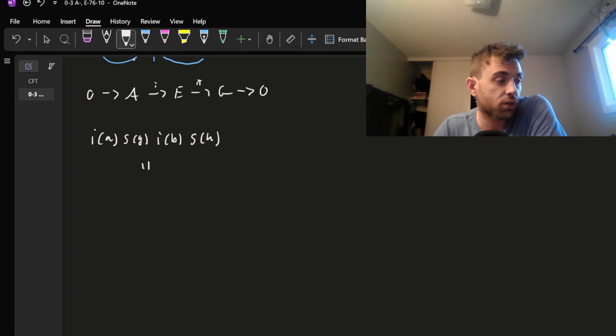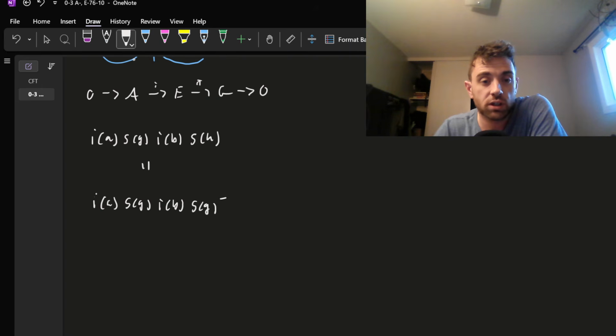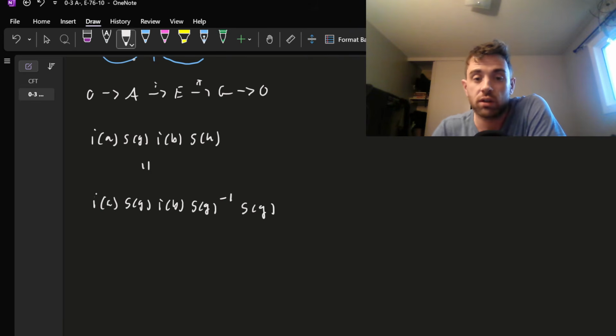So we have, let me just make sure I get this right. So we have I_A, S_G, I_B, S_G inverse, S_G. So it's just that mathematician's favorite trick of multiplying and dividing by 1, right?